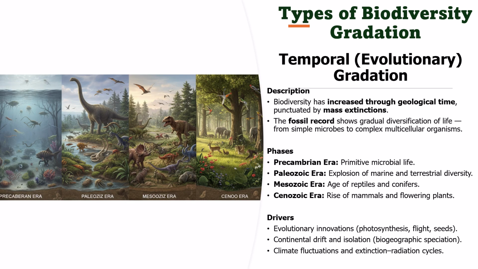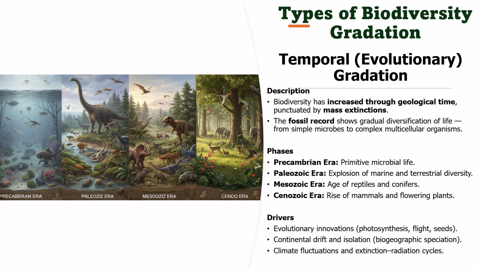Temporal or evolutionary gradation refers to progressive changes and diversification of life forms over geological time. The fossil record reveals a clear trend of increasing biodiversity, interrupted periodically by mass extinction events that reshape life on Earth. During the Precambrian era, life was dominated by simple microbial organisms.